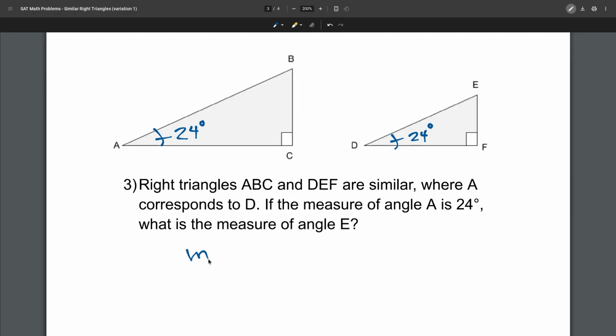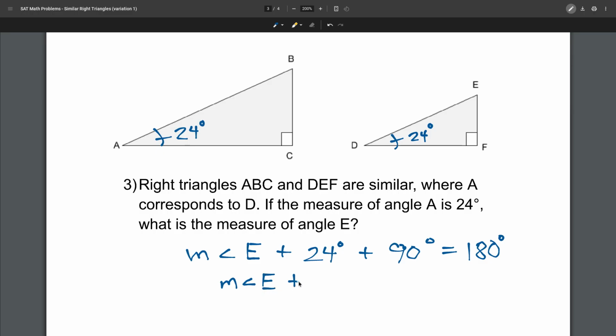So the measure of angle E plus 24 degrees plus the 90 degrees is going to equal the sum of interior angles of a triangle, which is 180 degrees. So we're going to add these together. We're going to say the measure of angle E plus 114 degrees equals 180 degrees.